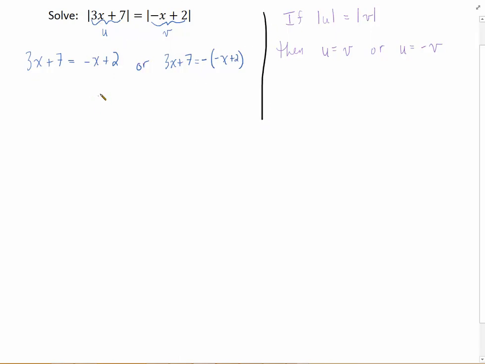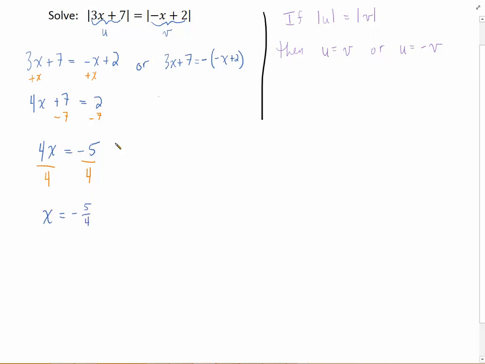Now we need to solve each of these equations separately. So on the first equation, 3x plus 7 equals negative x plus 2, I will start by adding x to both sides of the equation, yielding 4x plus 7 is equal to 2. And then I'll subtract 7 from both sides, yielding 4x is equal to negative 5. Finally, I'll divide both sides by 4 to isolate the variable. And x is equal to negative 5/4.